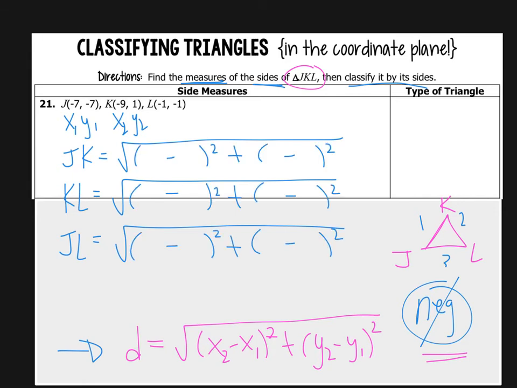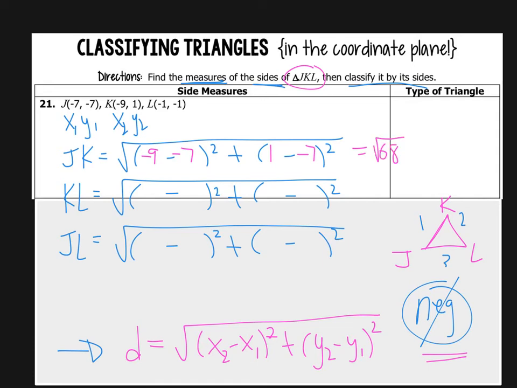Now notice what I did. I set up the distance formula 3 times. And I'm going to just work nice and slow and start putting in the information. So first, for JK, I'm going to have x2 minus x1, so that's negative 9 minus a negative 7, all squared. And then I have my 1 minus my negative 7. And when I finish that out, what's my final answer? Take a moment, press pause, and calculate it out.